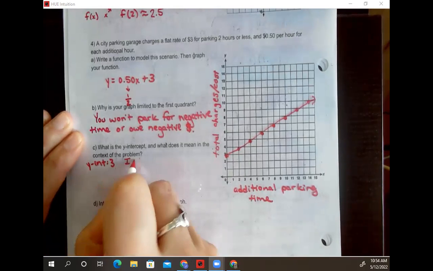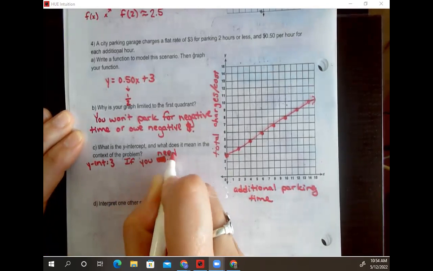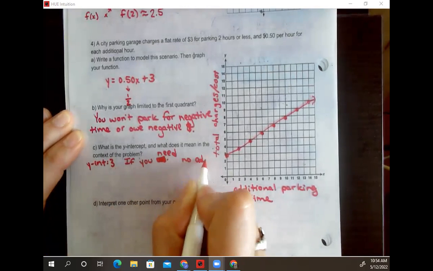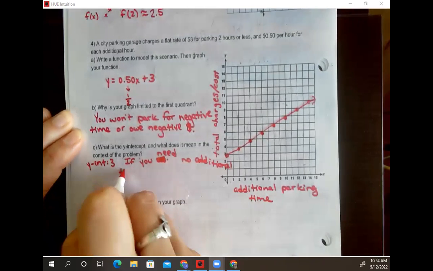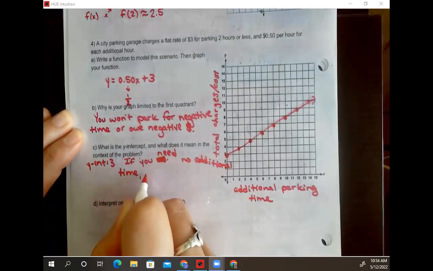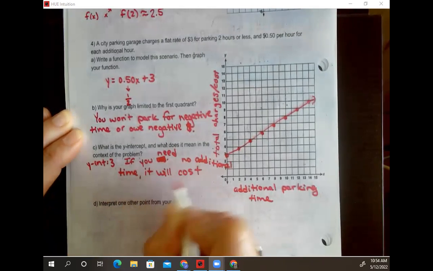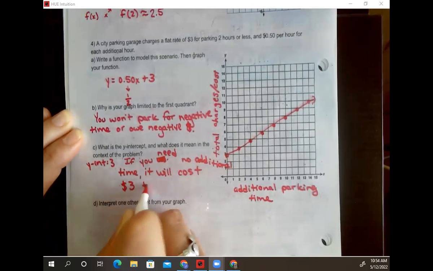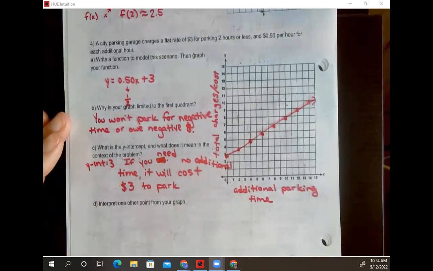Yeah. If you need no additional time, it will cost $3 to park. If you don't go beyond 2 hours, you won't have to pay any more than the $3.